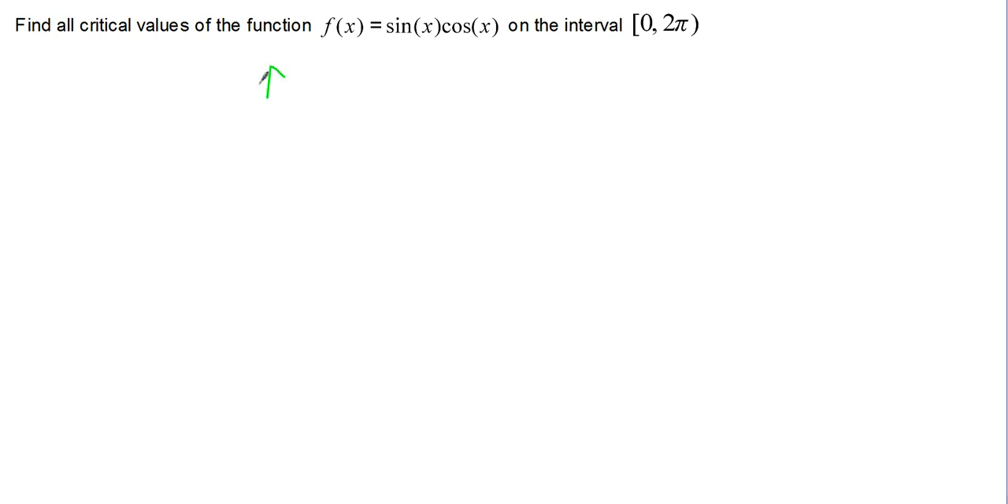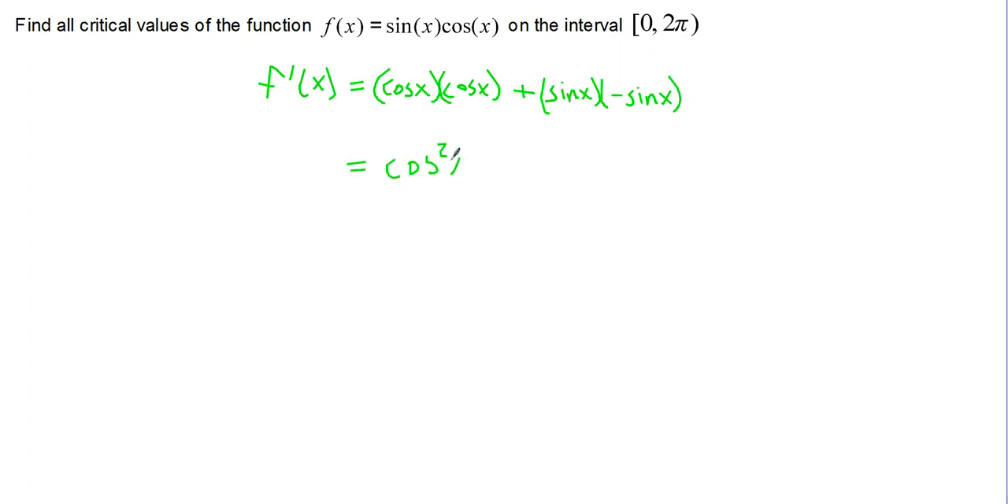We'll start off looking for f prime of x, and since it's sine of x times cosine of x, we're going to have to use the product rule, which will be the derivative of sine, cosine x, times cosine x, plus sine x times the derivative of cosine, which is negative sine x. Simplifying that down a little bit gives us cosine squared x minus sine squared x as our derivative.